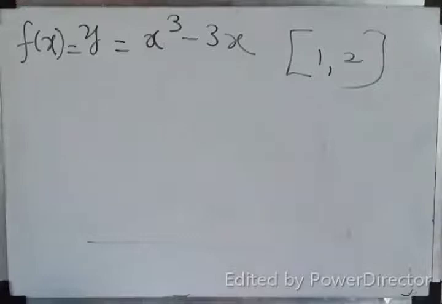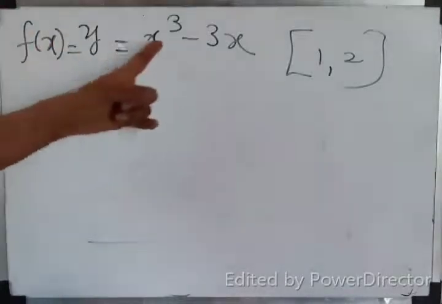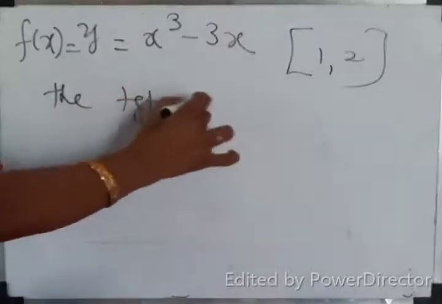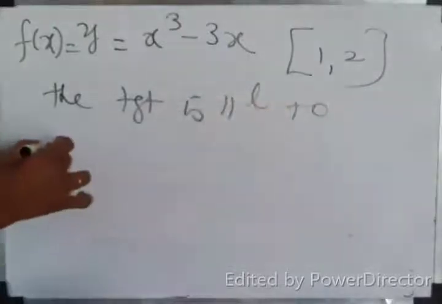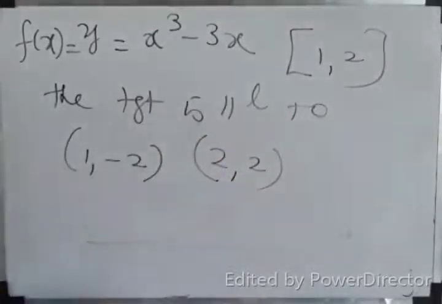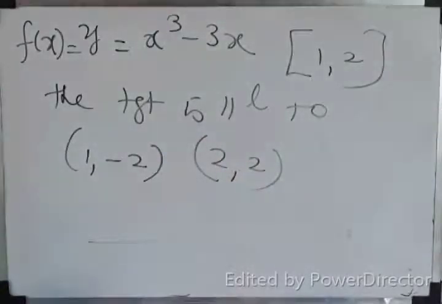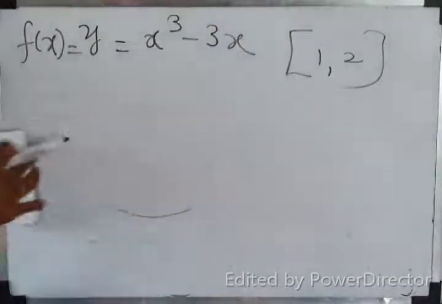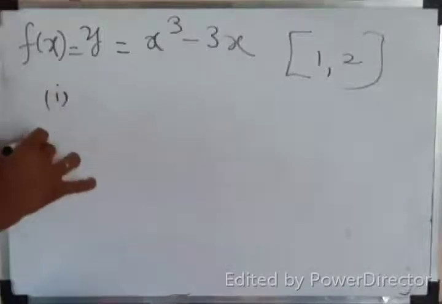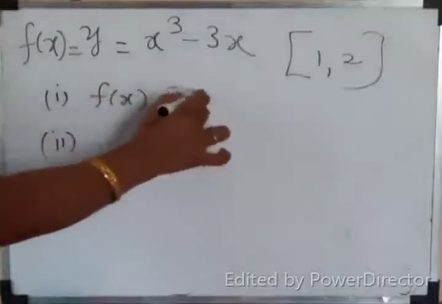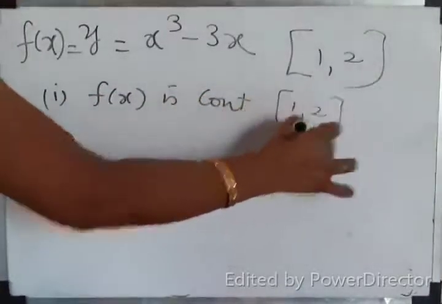Verify Lagrange's mean value theorem for the function y equal to x cube minus 3x, where the tangent is parallel to the chord joining the points 1, minus 2 and 2, 2. That means the interval is 1, 2. Do you understand? Right. What will you write? The first point, f of x is continuous in the closed interval. f of x is derivable in the open interval. You should write this every time I am writing.